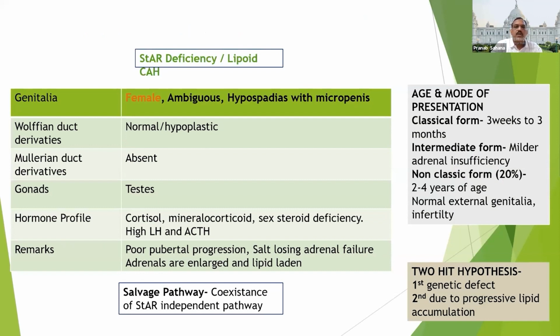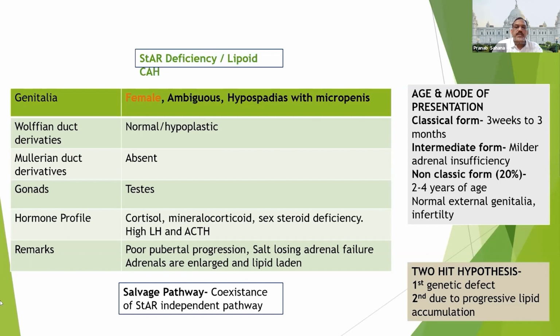STAR is not the only protein which transports cholesterol into the mitochondria; there are other pathways also. In the classical presentation, there can be severe phenotypes, with deficiency of cortisol, mineralocorticoid, as well as sex steroid deficiency, and high LH and ACTH.